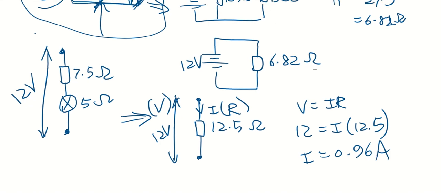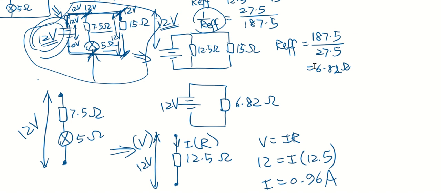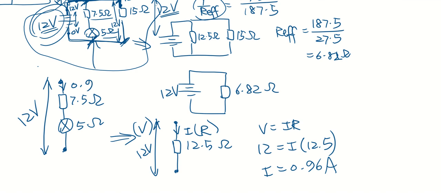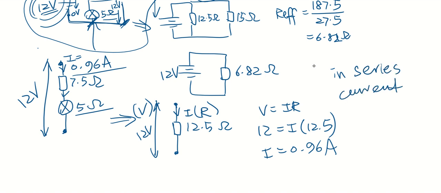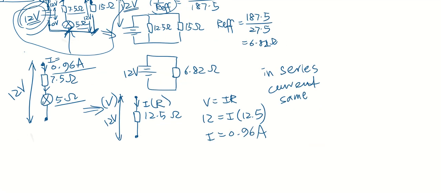0.96 ampere. Why do I do this? Because I want to calculate the potential difference across the light bulb. Now I know that the current is 0.96 ampere, so the current that flows through the 7.5 ohm is also 0.96, and the current flowing through the 5 ohm lamp is also 0.96. Why? Because in series, the current is the same.